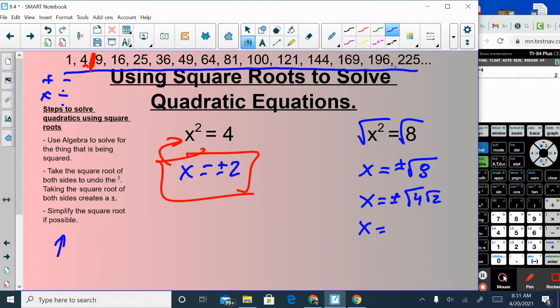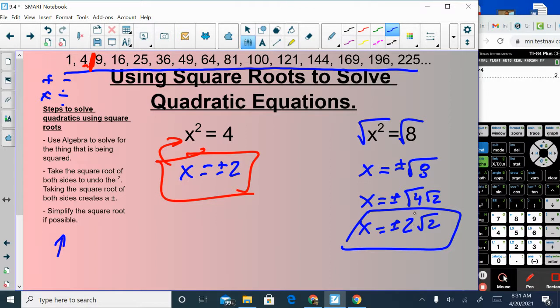The reason 4 is up in the list is because you can take the square root of 4. Of course, the square root of 4 is 2. And root 2 does not have a perfect square factor. None of these numbers divides 2 other than 1, but we just disregard 1. So we would end up with our answer of x is equal to plus or minus 2 root 2.